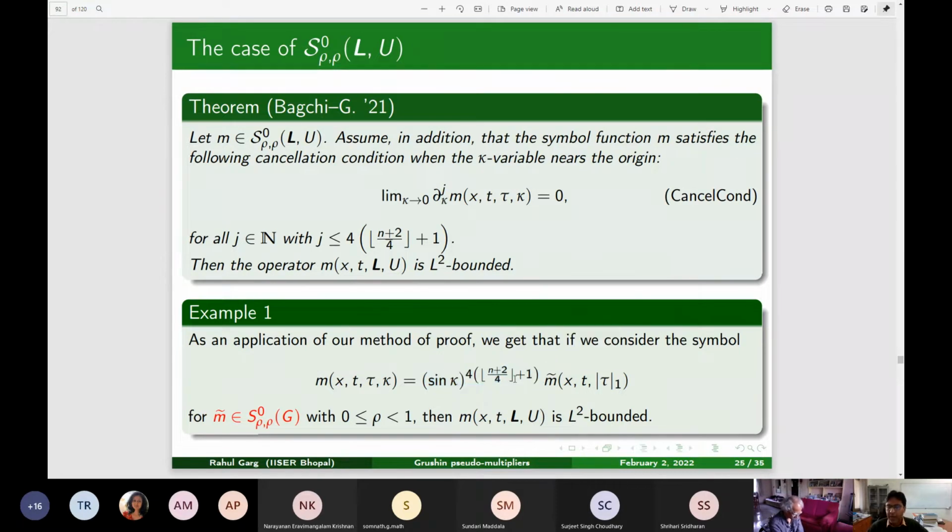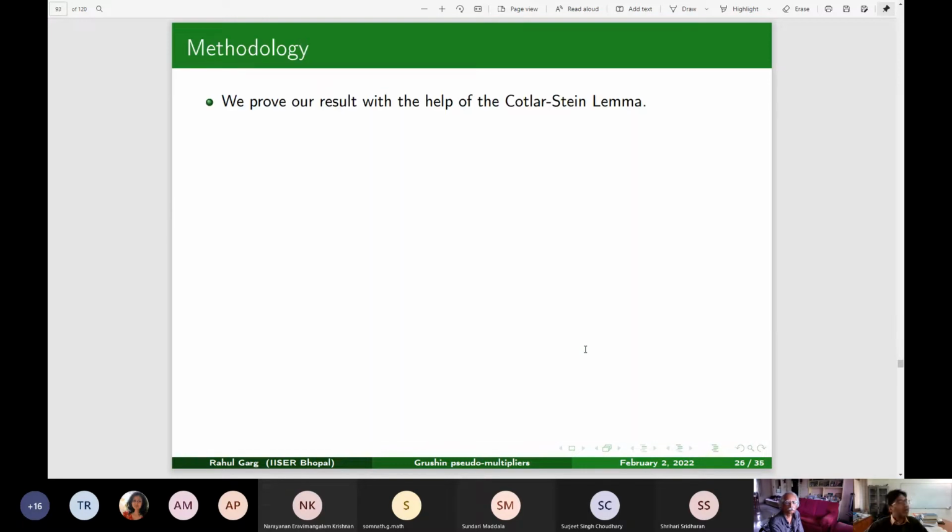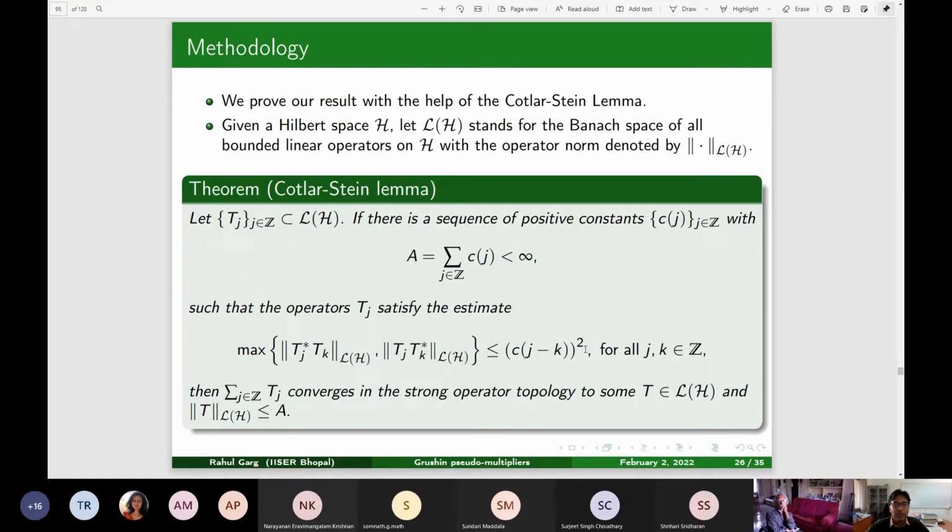So that's the advantage we want to take. With this kind of minimal extra condition, we could see that this kind of symbol would be producing an L2 bounded multiplier operator. So this is just to illustrate that the result in its own sense has some nice consequences. Okay, and since time is less, let me try to do some justice to the proof.